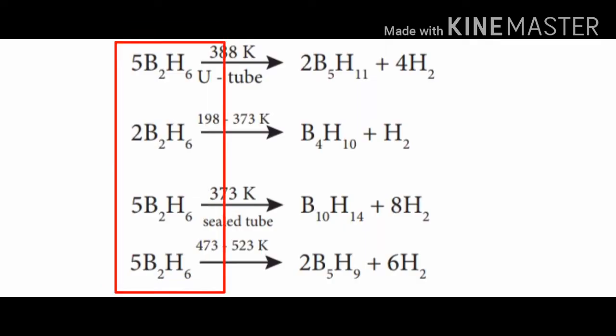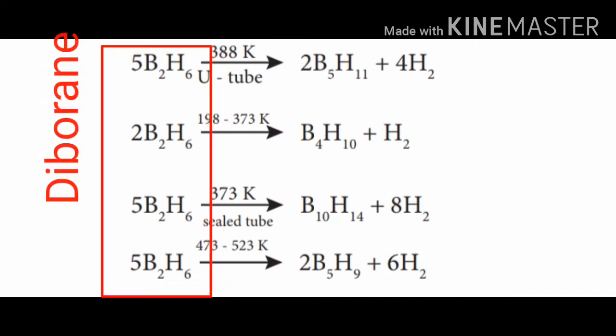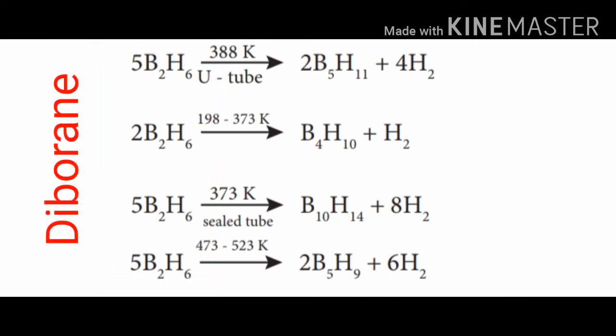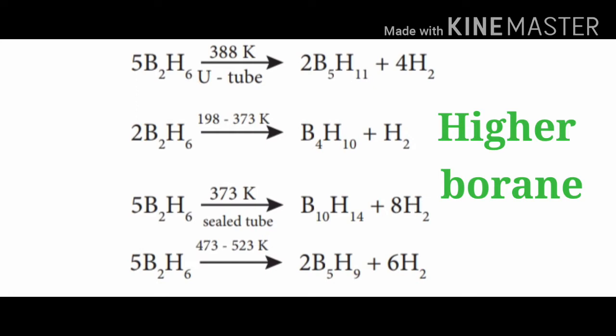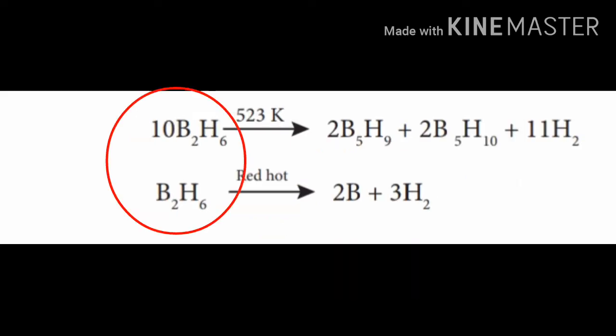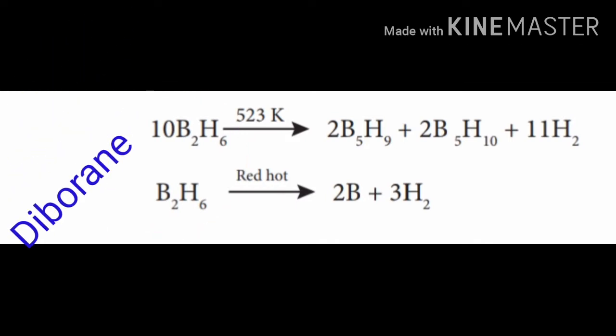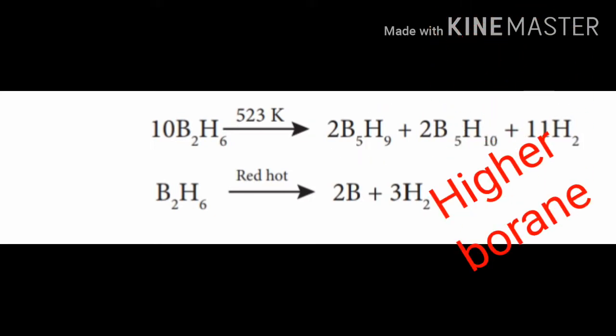See the equation. B2H6, that is diborane. It forms higher boranes at different high temperatures. So these are the higher boranes. Next one, you see here. This is B2H6, diborane. At different high temperatures, it forms higher boranes.